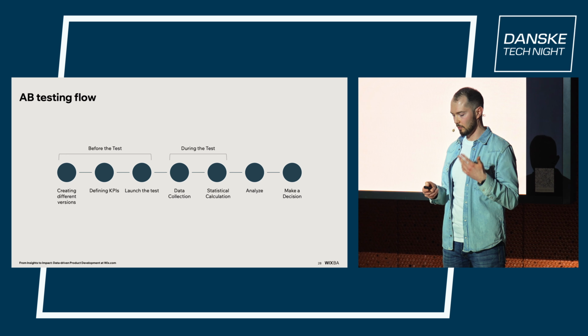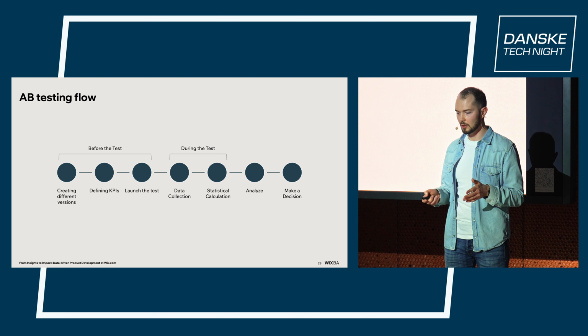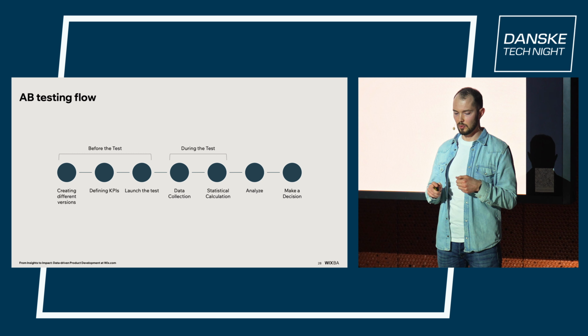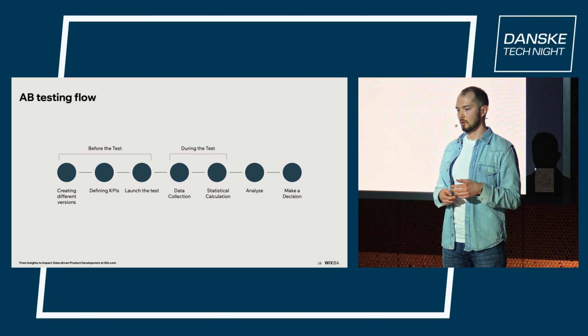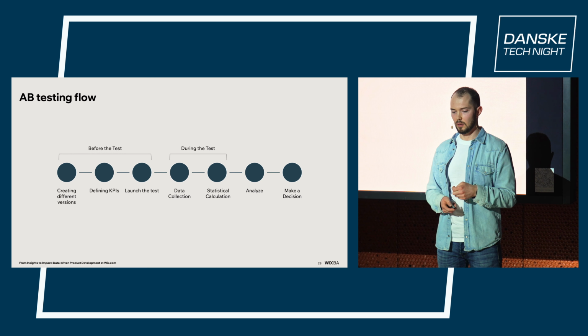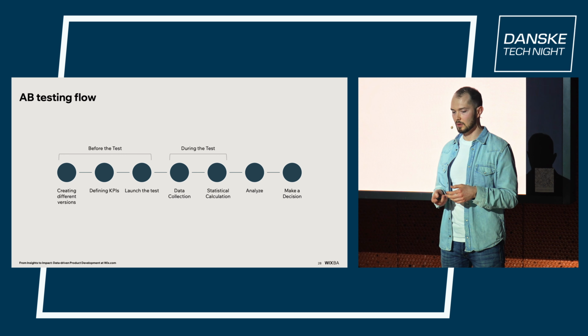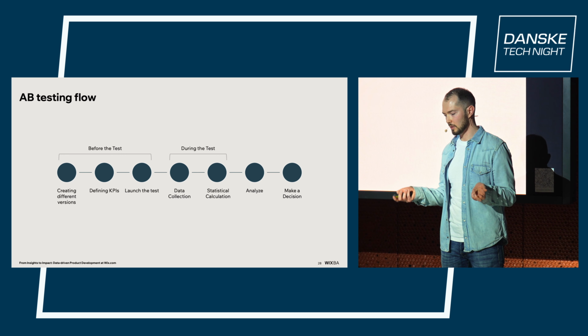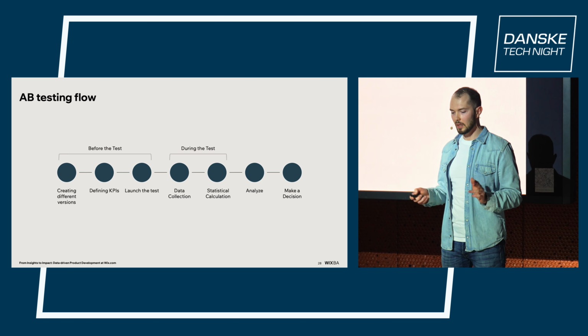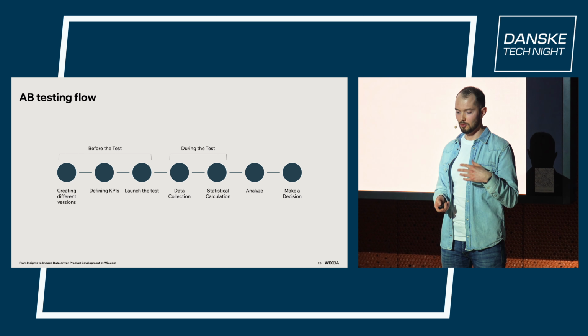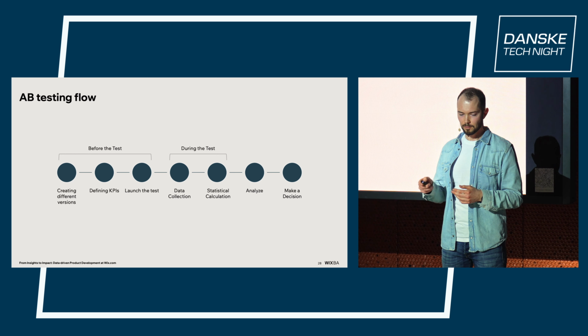It runs for some time. We test it on some percent of the population, and we get some data collected. We then run this data through our statistical in-house tools, and we have the statistics, the significance calculated of the differences between the versions, and we can analyze the results of the A/B. Finally, we did the analysis, and now we can make a decision to do this feature or not.